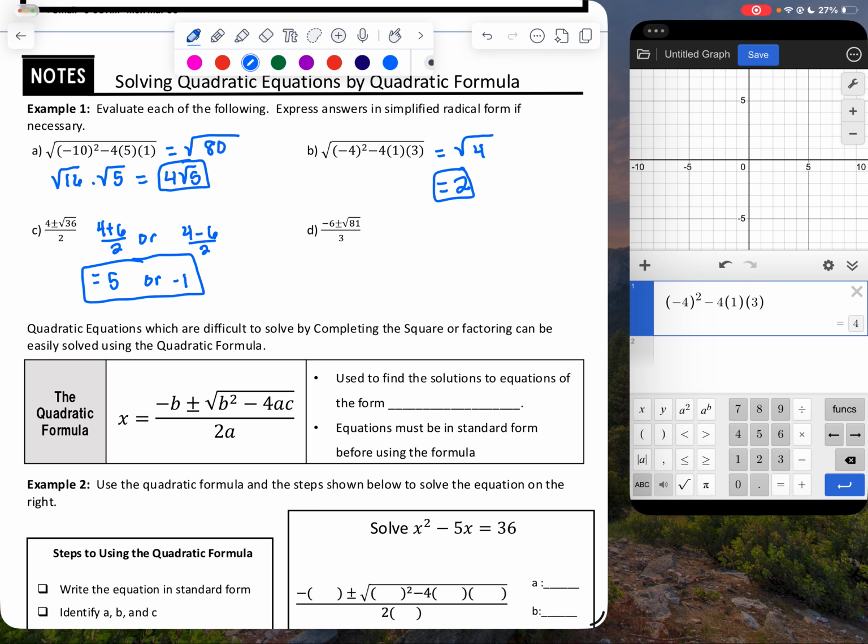All right, welcome back. Let's see how you did. I put this as negative 6 plus 9 divided by 3, or negative 6 minus 9 divided by 3. When I evaluated my first fraction, that gave me negative 6 plus 9 is 3. 3 divided by 3 is 1. My second fraction, negative 6 minus 9 is negative 15, and negative 15 divided by 3 is negative 5.